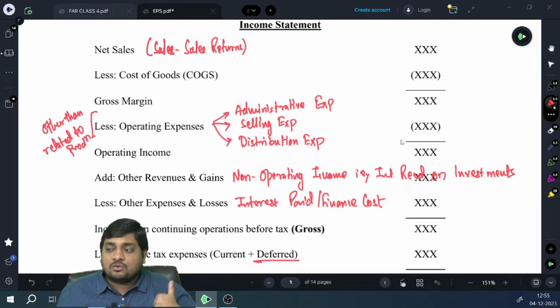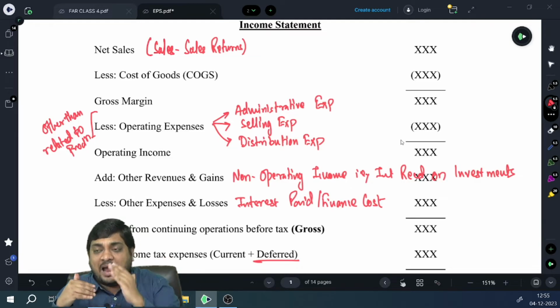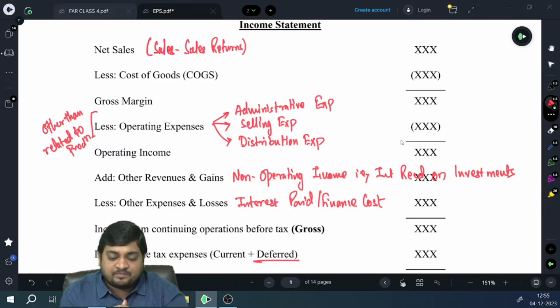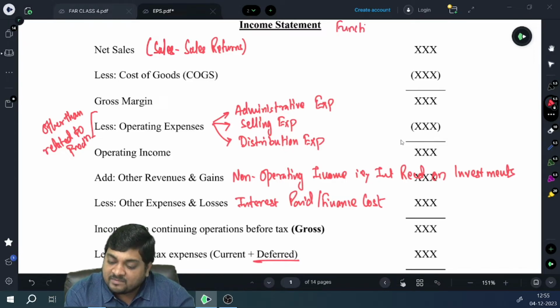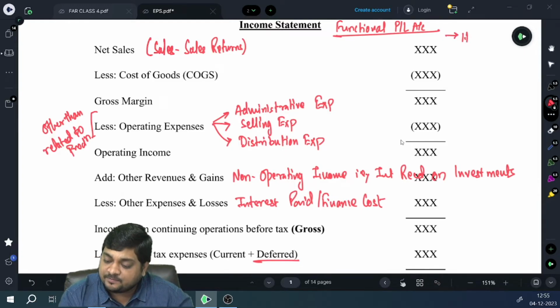Many countries follow a single step, meaning you add all the revenues, then you add all the expenditure, and then total revenue minus total expenditure will give you net profit, right? And this is a multi-step income statement. It is also known as the functional income statement. This is a functional profit and loss account, right? This type of income statement helps in ratio analysis, right? This is very important.